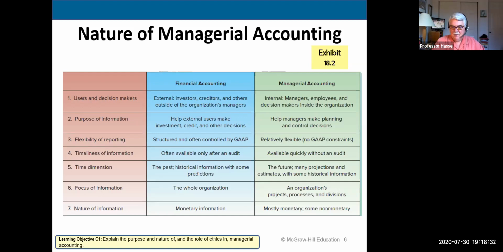Some of you might work in departments or be managers of departments, and you get a budget sheet every month showing how you did compared to actual in your department. And then there's another column called the difference or the variance. That's managerial accounting. It's not a financial statement. It's not an income statement. It's not a balance sheet. It's an internal statement to tell you how you did in your department, budget to actual. That's managerial accounting.